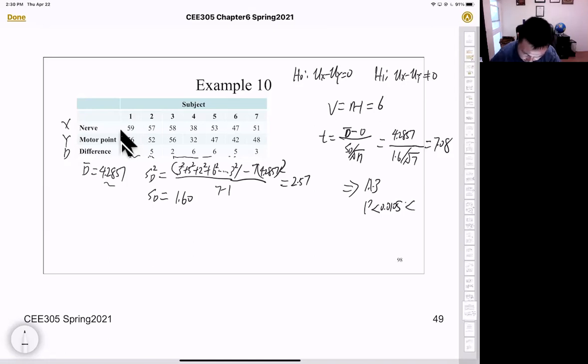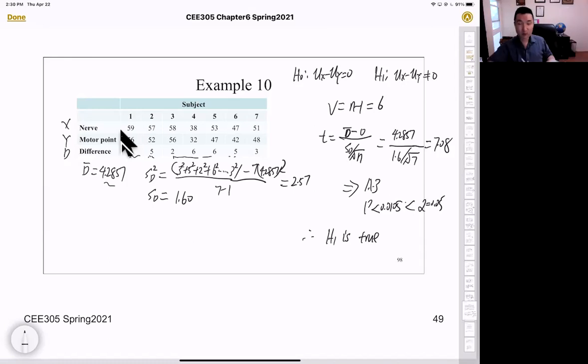So which is less than alpha of 5%. So we can conclude H1 is true, which means there's a difference between these two measurements.